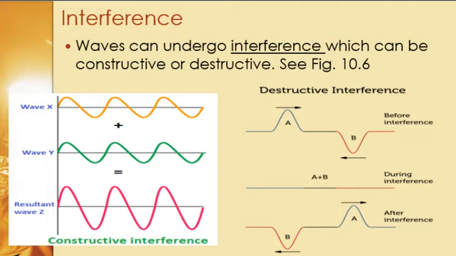All right, so we have destructive interference. These are going to cancel each other out. A and B over here to the right, you can see where it says A up and B down. They totally cancel each other out. We call that destructive interference. And then we're going to see it recovers afterwards.